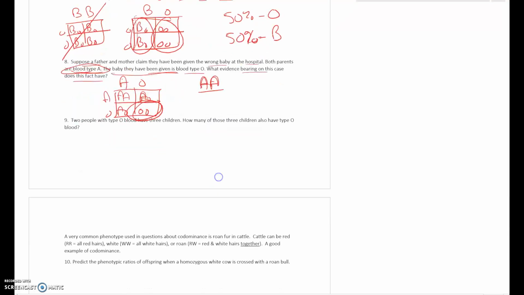So two people with type O blood have 3 children. How many of those children will also have type O blood? So if they have type O blood, they have to be OO. So we have an OO crossed with another OO. The only possibility we can get out here is OOs. So all 3 of them will be type O blood.